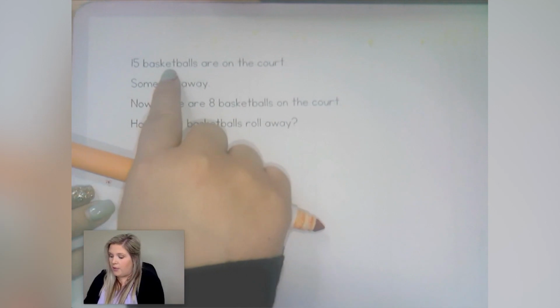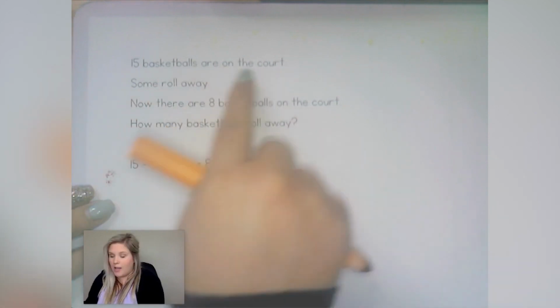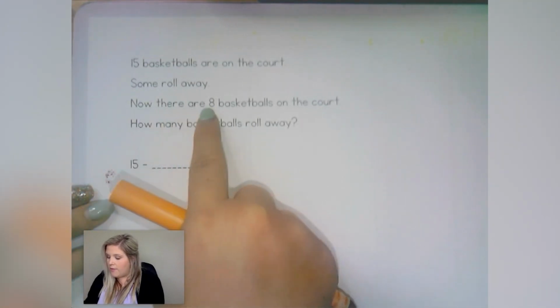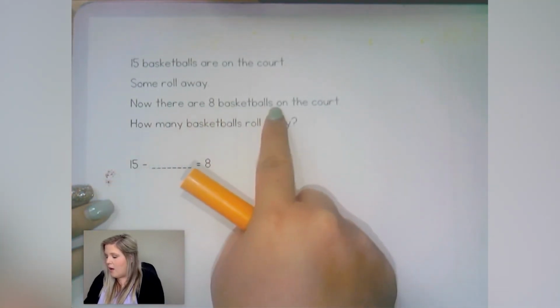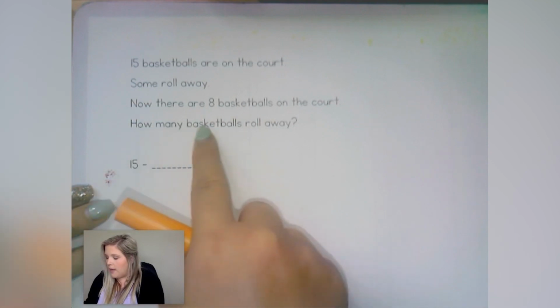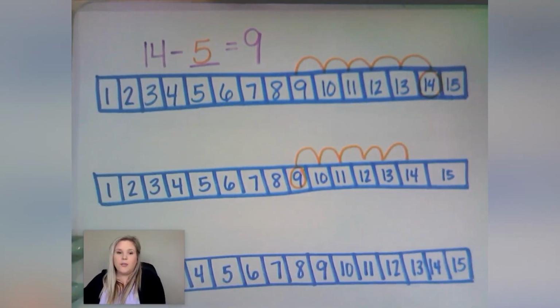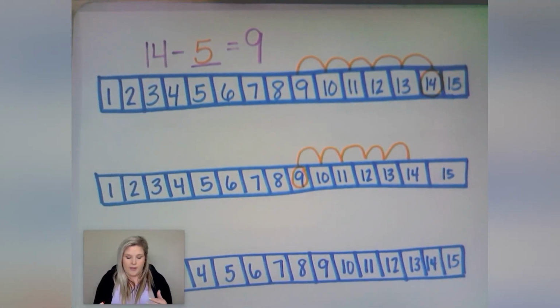15 basketballs are on the court. Some roll away. Now there are 8 basketballs on the court. How many basketballs roll away? You can use your last number path to help you find the missing number. Remember, you can count on or you can count back. Are you ready?